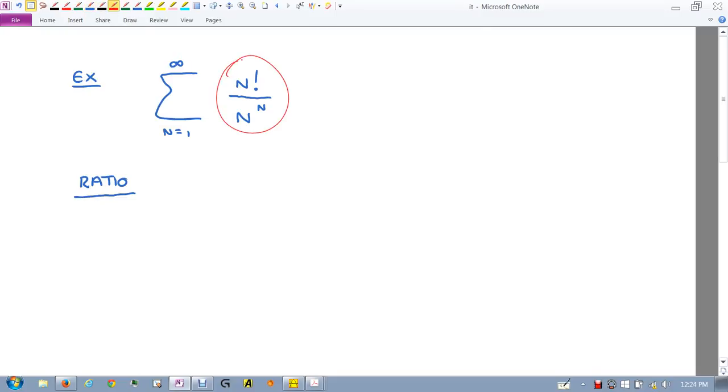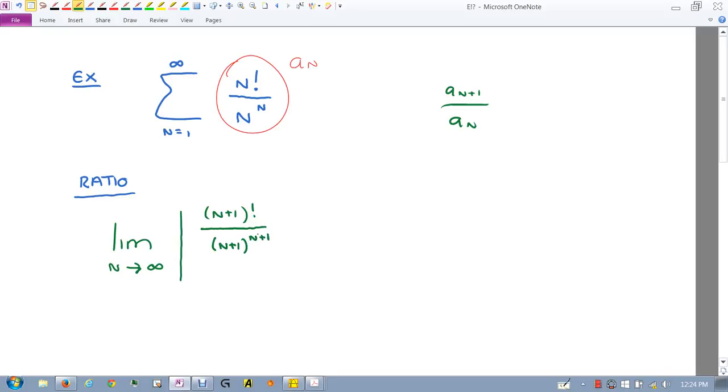A sub n in this problem is this, right? That's a sub n. And so I'm going to set up a limit. I'll let n go to infinity. Absolute value now. Do I have to put absolute value right now? It said if the terms were positive, I didn't have to, right? But I'm going to put it because I do not want you to ever forget them. Absolute value is always here on the ratio test. Then I'm doing a sub n plus 1 over a sub n. That's the ratio I'm about to set up. So I have to plug n plus 1 in here, and then I have to plug in n and put it underneath. So let's do this. n plus 1 factorial over n plus 1 raised to the n plus 1, over n factorial over n to the n. All of that in absolute value.